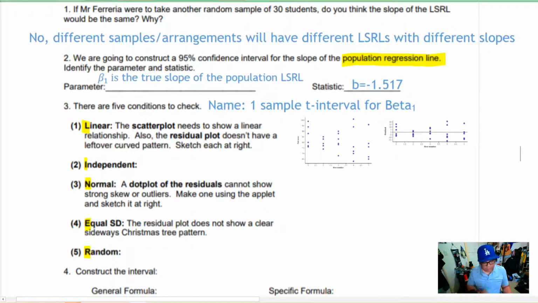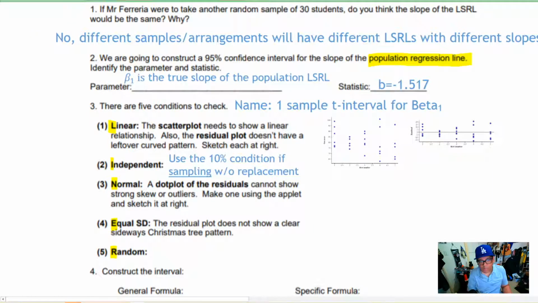Secondly, independent. Remember that for independent, the second step is that we have to use a 10% condition if we're sampling without replacement. The word sampling is underlined, which hopefully clues you into the fact that if we have an experiment, if we're assigning treatments, then we don't actually have to use the 10% condition. We don't have to worry about independence.